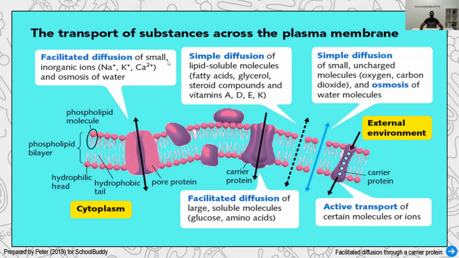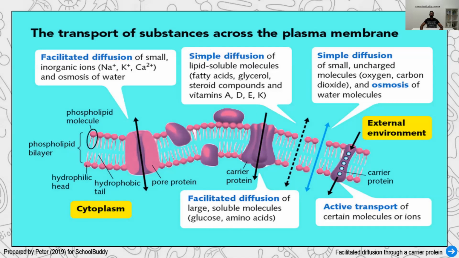The channel protein can only carry small inorganic ions, and in osmosis, water can go in and out. Examples of the ions are sodium, potassium, and calcium. All these can go through the channel protein without the need of a carrier protein. On the other hand, there are certain cases where a channel protein is not sufficient because the substances are quite large. In this case, we have large, soluble substances like glucose and amino acids. They can't go through the pore, so they need the help of a carrier protein.